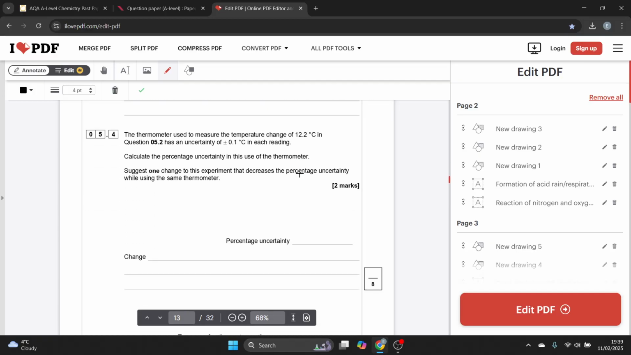Question 5.4, the thermometer used to measure temperature change has an uncertainty of that, calculate percentage uncertainty. So it's going to be 0.1 over 12.2, but remember, in each reading, temperature change is final minus initial, right? So I need to times that by 2. 0.1 times by 2 divided by 12.2, and then also times by 100, because it's a percentage. Times by 100, and I get 1.64%.